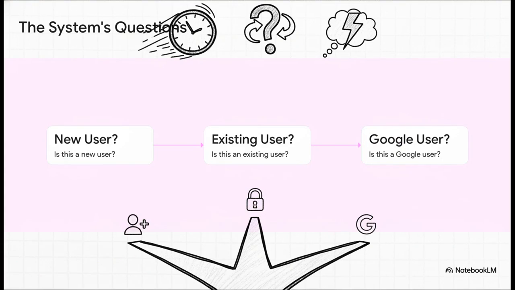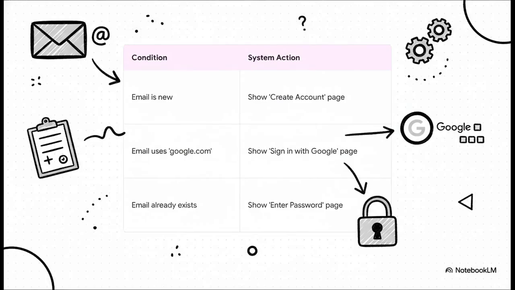And I mean, in a fraction of a second, the system is running a check. It's basically asking itself these 3 questions to figure out which of 3 totally different paths it should send you down. It's a huge fork in the road, and it happens instantly. So here's how that logic actually breaks down.